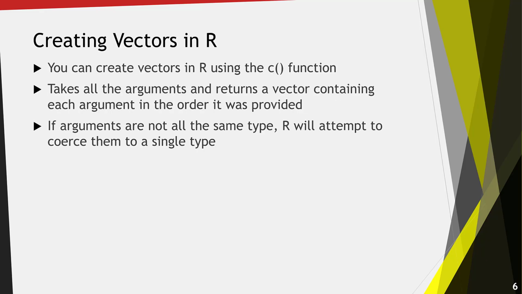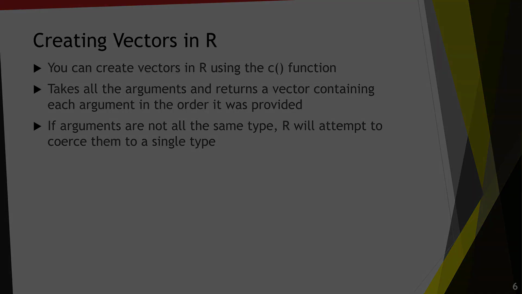So how do we create vectors in R? You're going to do this using the c function. This is just the letter c, followed by parentheses. It's going to take all of the arguments that you give it and return a single vector containing each argument in the order it was provided. If the arguments aren't all of the same data type, R is going to attempt to coerce them all to a single data type. If it can't do that, it's going to return an error.